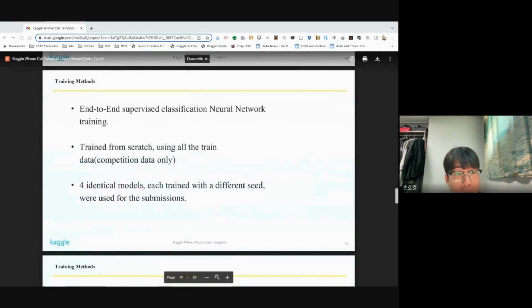Next is training, and it follows end-to-end supervised learning with a neural network classifier. The model was trained from scratch, and for submission, the whole data was used without validation. For the identical model, different seeds were used for submission. Next slide.